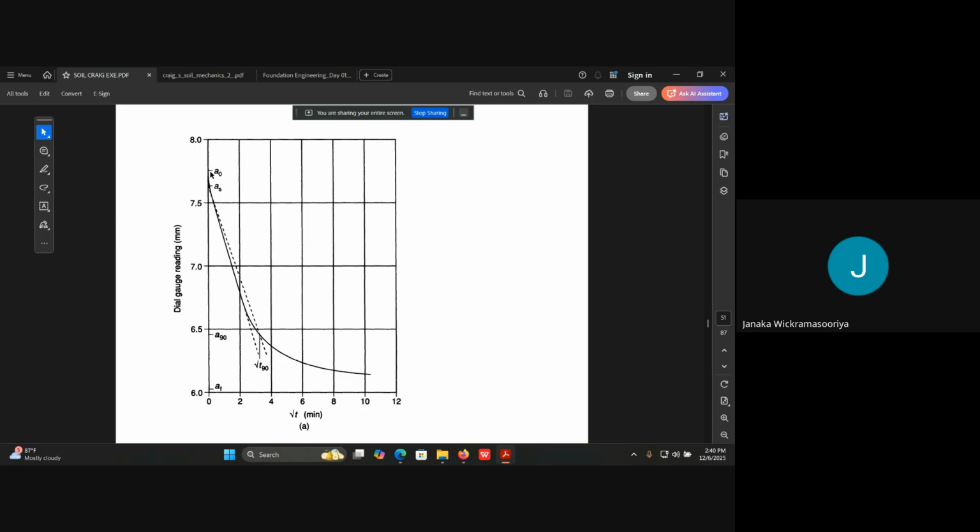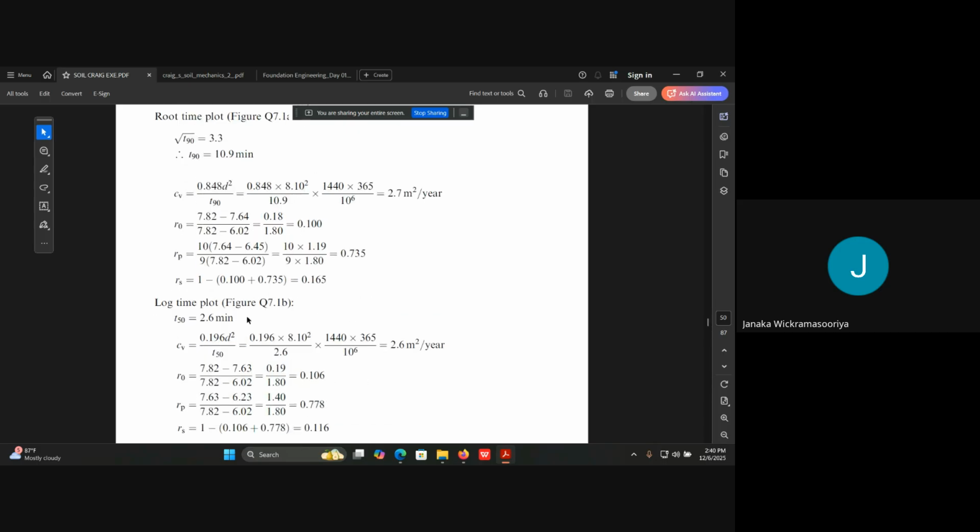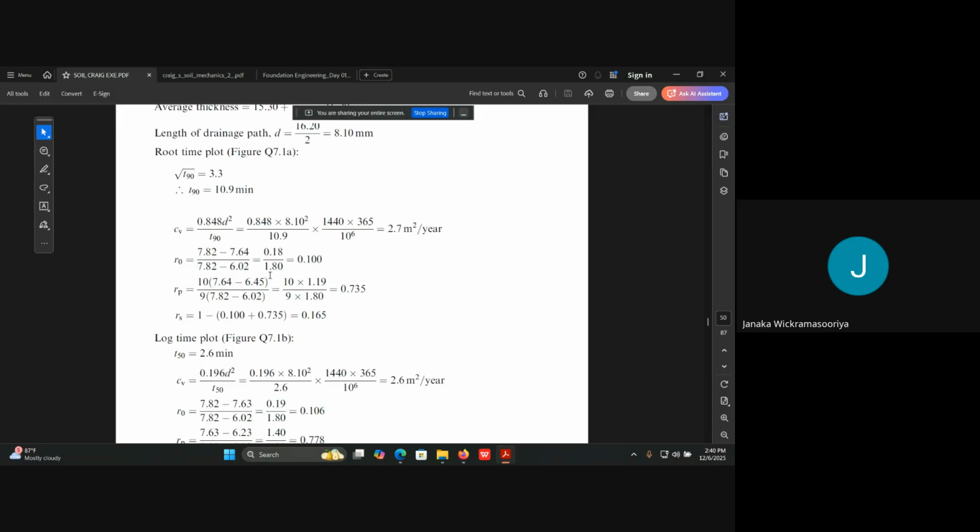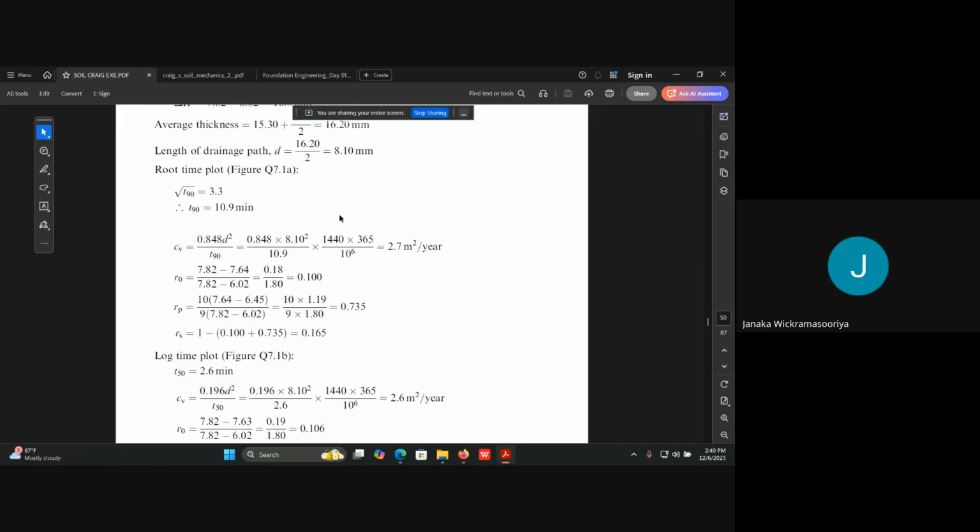So that the total displacement or the gauge value will be this. 90% will be this one. So the 90%, the square root of T90 value will be 3.3. So that is what is taken as 3.3, right? So the T90 would be this. For the T90, you can apply that Tv equals CvT over d squared. By applying that one, you can determine Cv.